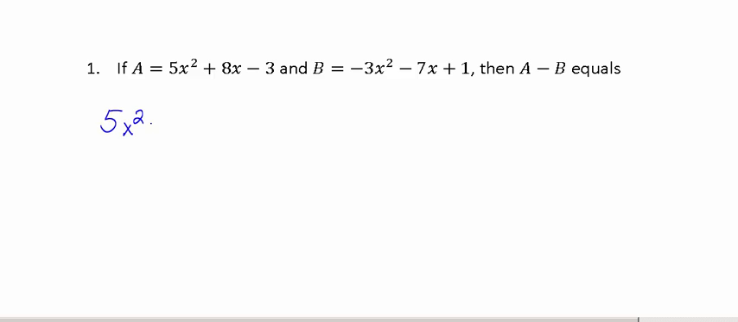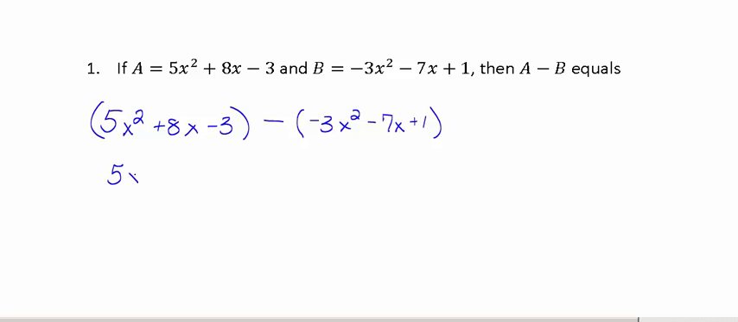That would give us 5x squared plus 8x minus 3. That will go first. And we're going to subtract, because it's a minus b, negative 3x squared minus 7x plus 1. So this first polynomial has a positive 1 in front. If I distribute that positive 1, it's not going to change anything. So I'm just going to drop the parentheses. Now I do have a negative 1 here. If I distribute that, it changes the sign, and that will change the sign of everything. 7x and minus 1.